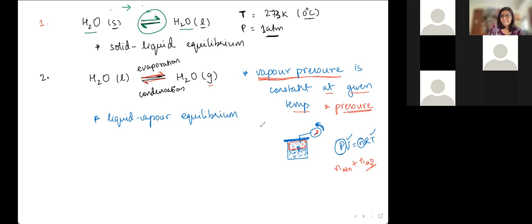Ma'am, I didn't understand. What part of it did you not understand, Kavya? When evaporation happens, uske baad condensation happens. How? I didn't get that.